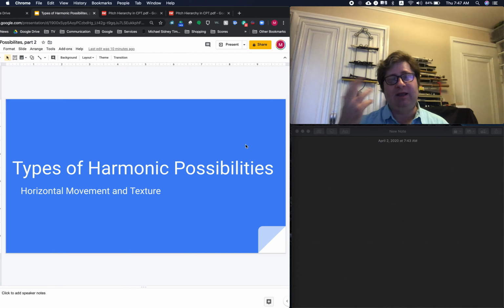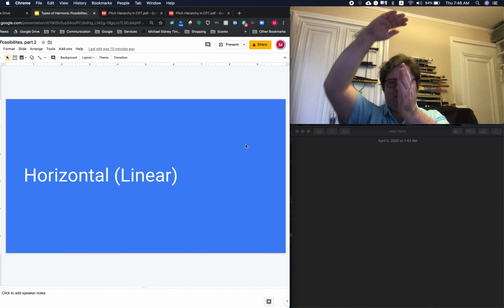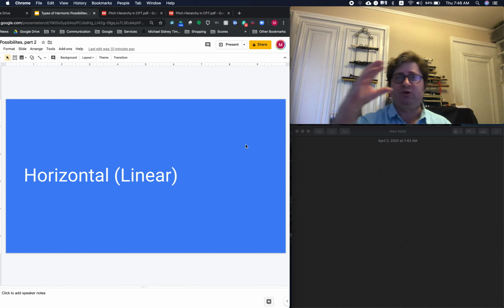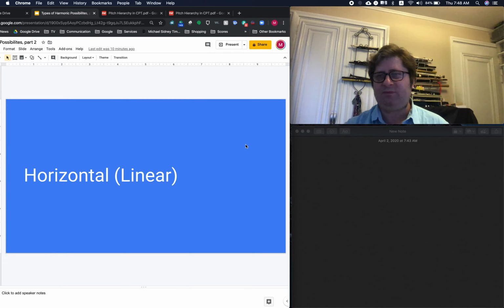So we're going to talk again more about types of harmonic possibilities. This time we're going to talk about horizontal movement and texture. Horizontal means linear. So we talked about vertical last week, which are like chords, just the way that things are stacked on top. Now we're also going to talk about motion. Linear means going in this direction, right? Hand gestures help, I guess. Haven't written anything on the notepad yet, but we'll see.